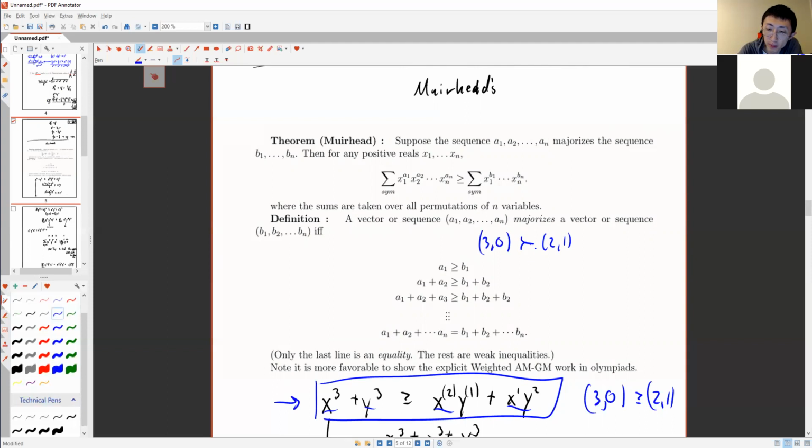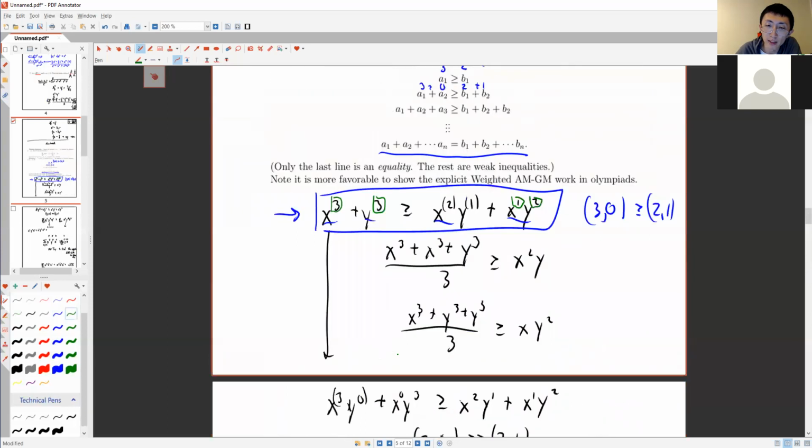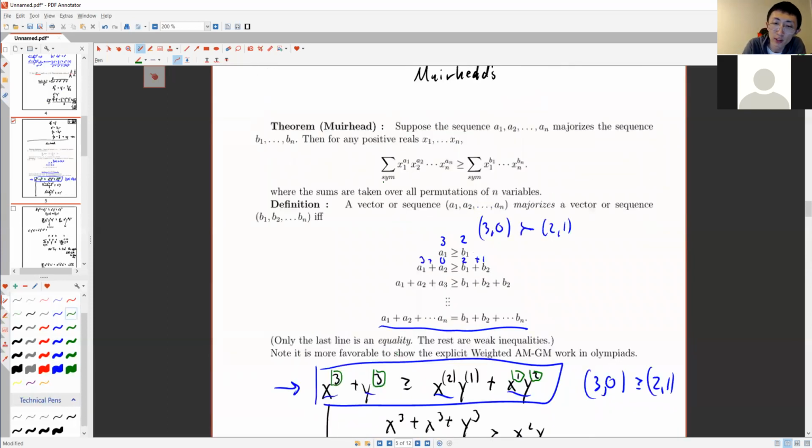Here you would just see that 3 is bigger than 2, and 3 plus 0 is bigger than or equal to 2 plus 1. The last one has to be an equality, so the sum of these exponents should be the same on both sides for this to apply. And this is generalizing the weighted AM-GM arguments. What this says is that the symmetric sum over the a_i sequence is greater than or equal to the symmetric sum over the b_i sequence.